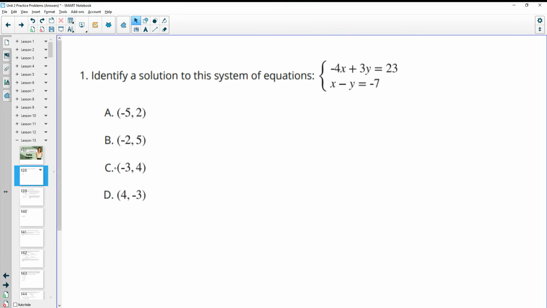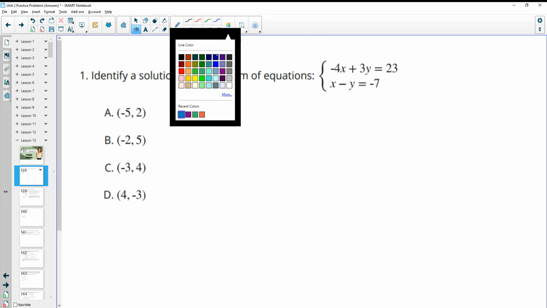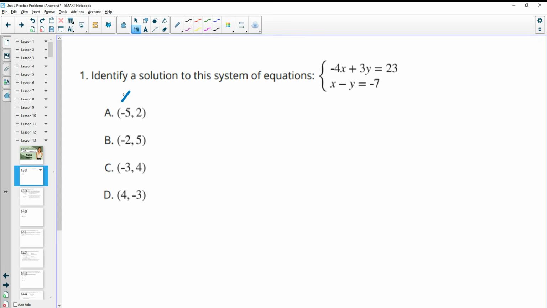Number 1 asks us to identify a solution to this system of equations. So remember that our ordered pairs are written with our x-coordinate first and our y-coordinate second. And in order to be a solution of the system, they have to work in both equations, or all equations of the system.